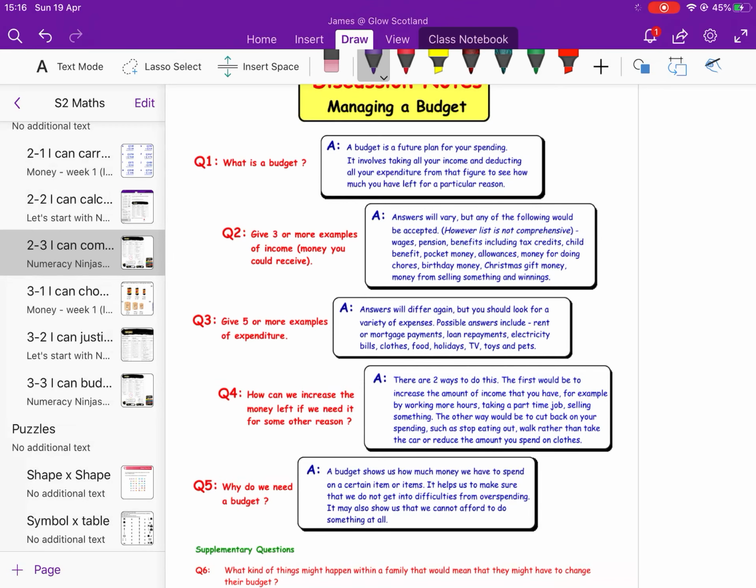5 examples of expenditure. Again, you might have something else, but things like rent or mortgage payments for your property. You might have a loan for your car, something like that. Bills, electricity, gas bills, maybe even your TV, internet bills, that type of thing. Spend money on clothes, food, holidays, pets, toys, lots and lots of different examples you could have there. So they're examples of expenditure, things that we spend money on.